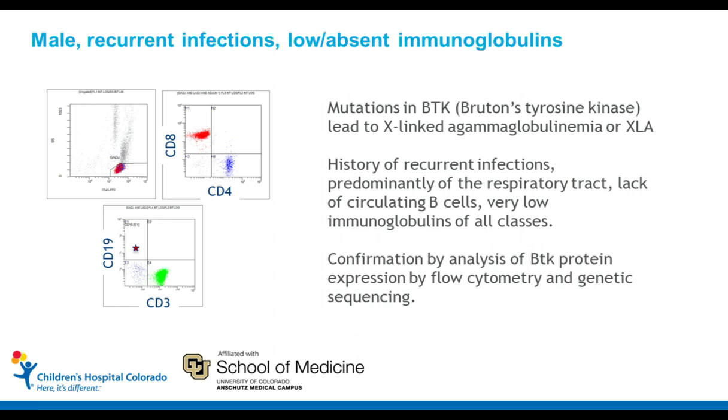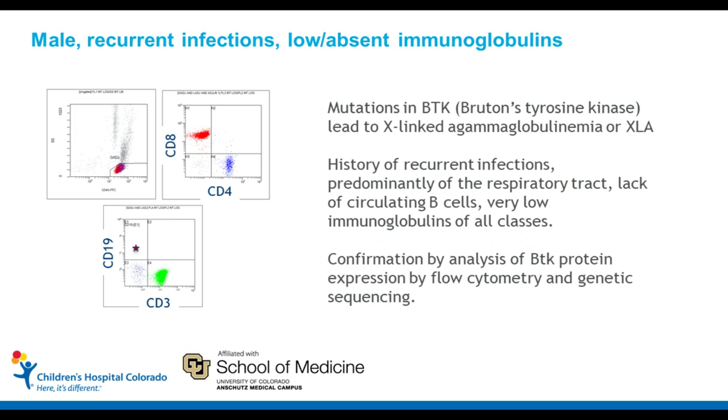These patients lack circulating B cells and have very low immunoglobulins of all classes, and it's possible to confirm the presence or absence of BTK protein expression by flow cytometry. It's also expressed in monocytes, and it's possible to pick it up in monocytes when B cells are absent. So in a patient with BTK mutations, B cells are absent, monocytes do not express BTK protein, whereas a normal control will express the protein in monocytes and B cells. And of course, sequencing is always recommended to clinch the diagnosis.